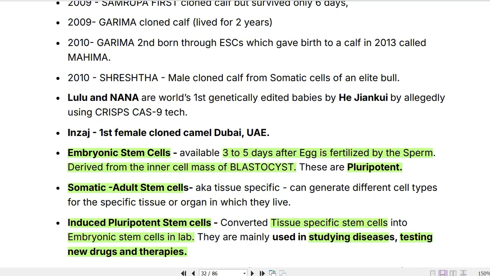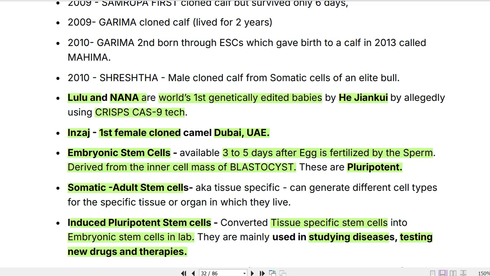Then talking about Injaz, that was the first cloned camel in Dubai, United Arab Emirates. And Lulu and Nana, these were the world's first genetically edited babies, I think by He Jiankui, by allegedly using CRISPR-Cas9 technology. So their names were Lulu and Nana.